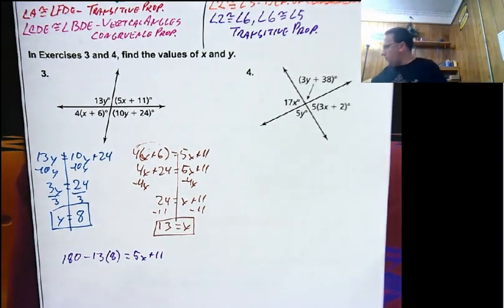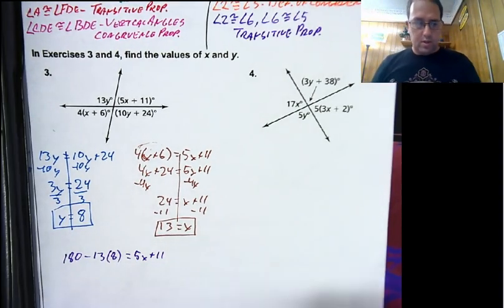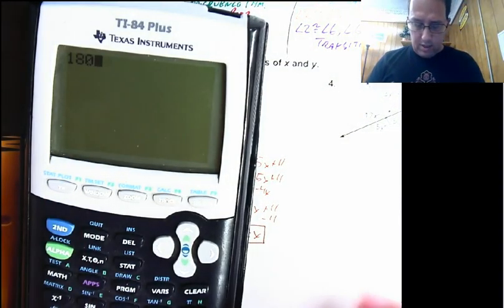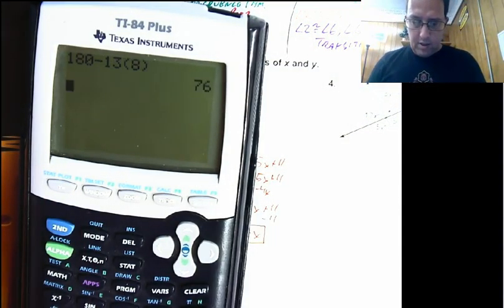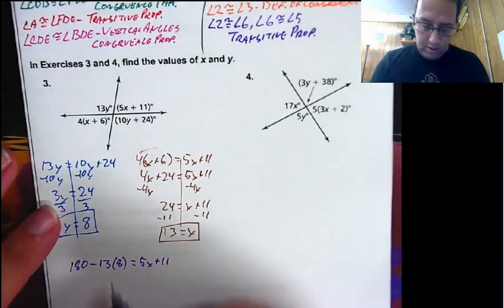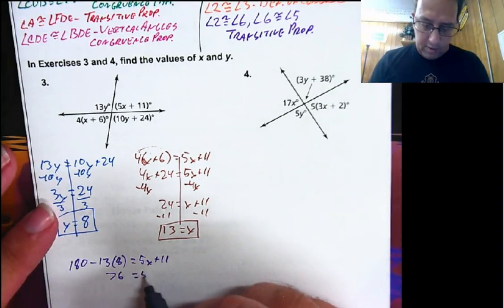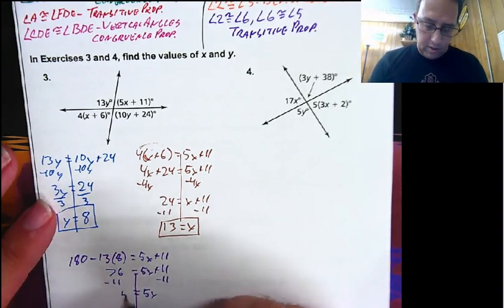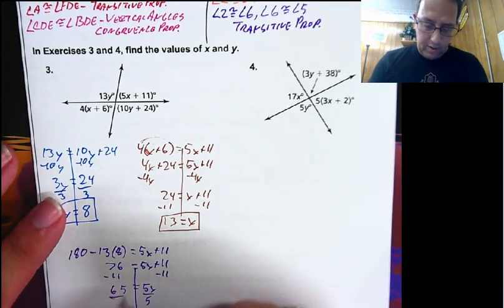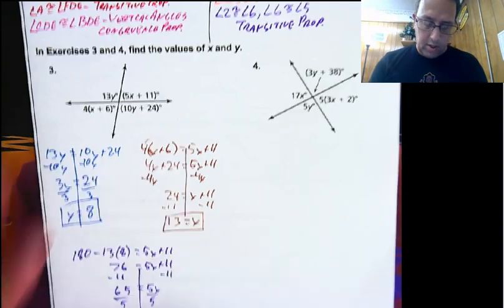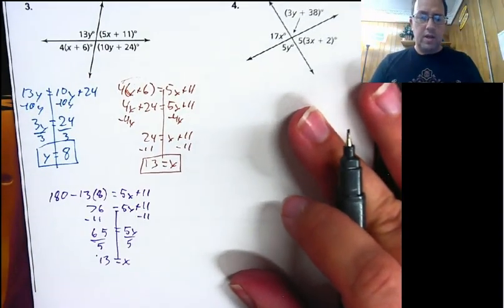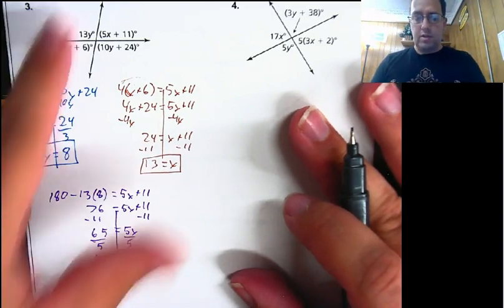I'm just going to stick that in the calculator and see what that side is. 180 minus 13 times 8 is 76. So 76 equals 5x plus 11. Subtract the 11 from both sides, divide by 5, and once again, we have that x equals 13. So you see, we have a couple of different ways we can do this because of the linear pair postulate.